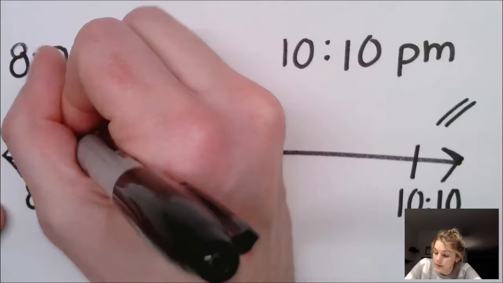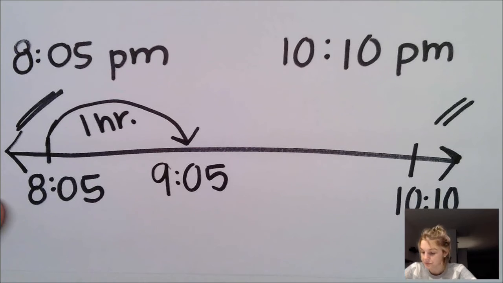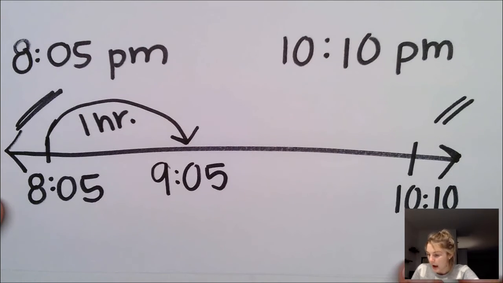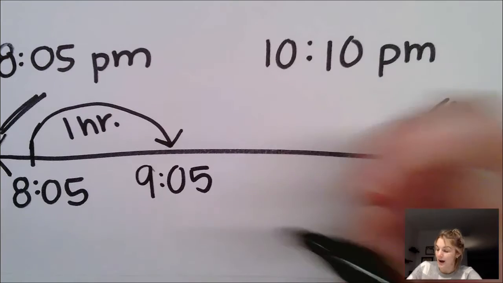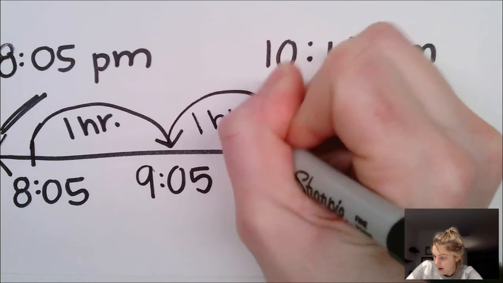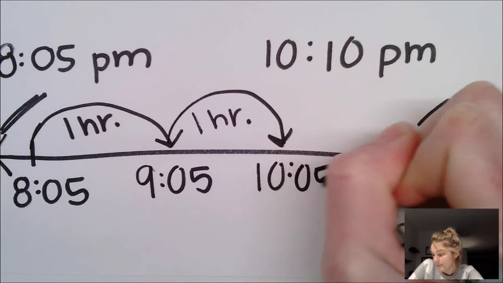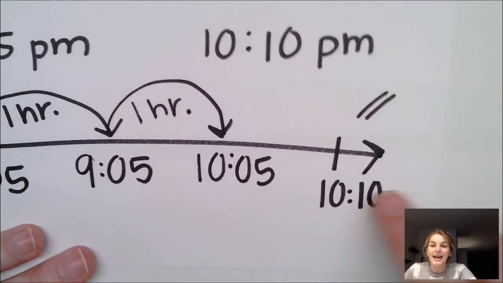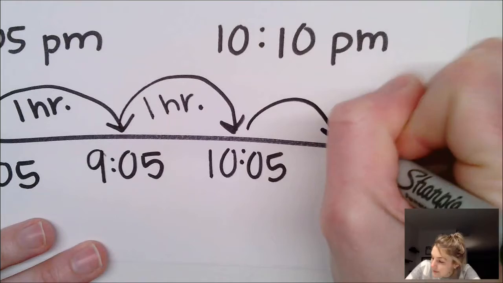Awesome. So I know that this is 1 hour, and I'm going to write that down so I don't forget. Now, let's see. Can I go another hour to get to 10:10? I can, because 9:05 plus another hour gets me to 10:05. So now that I'm at 10:05 and I need to get to 10:10, I know that that's 5 minutes.